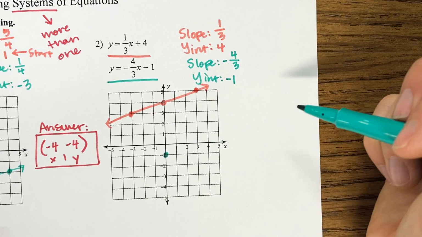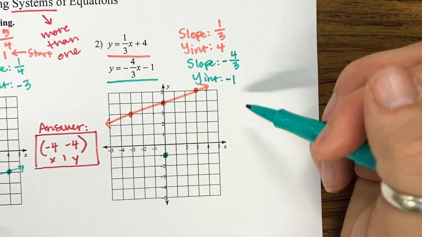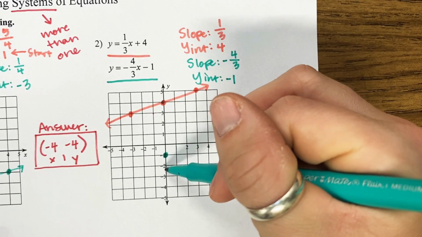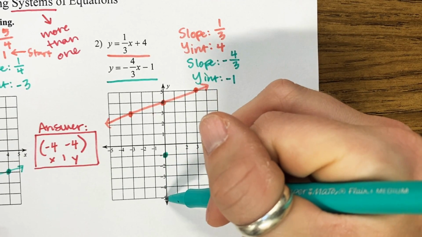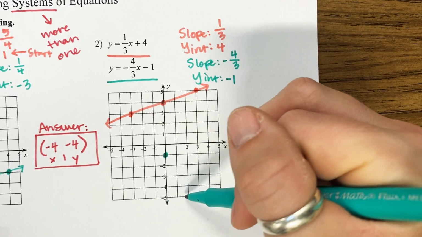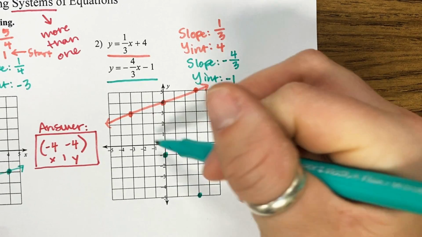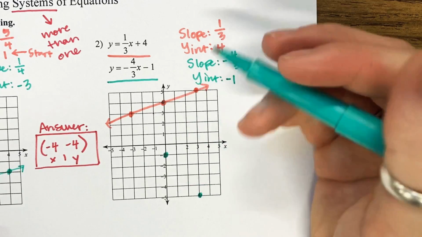There we go. And now our slope is -4/3, so we're going to go down 4, 1, 2, 3, 4, and over 3, 1, 2, 3. Because remember, this line is negative. It has to go down to the right.